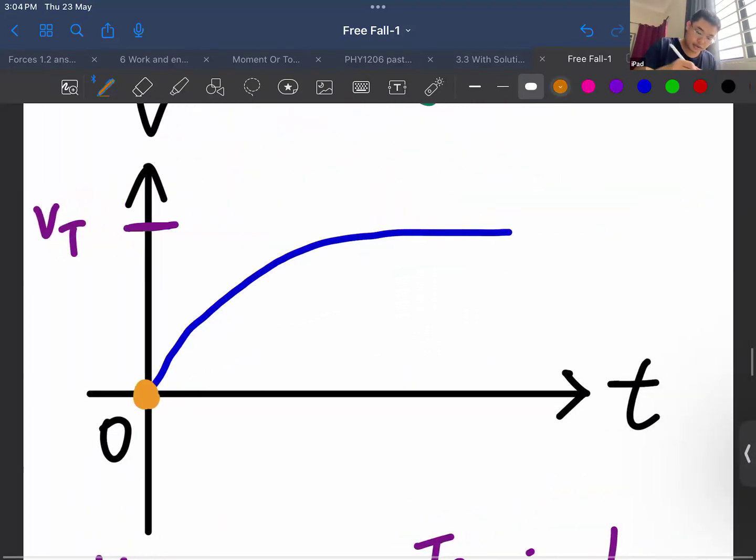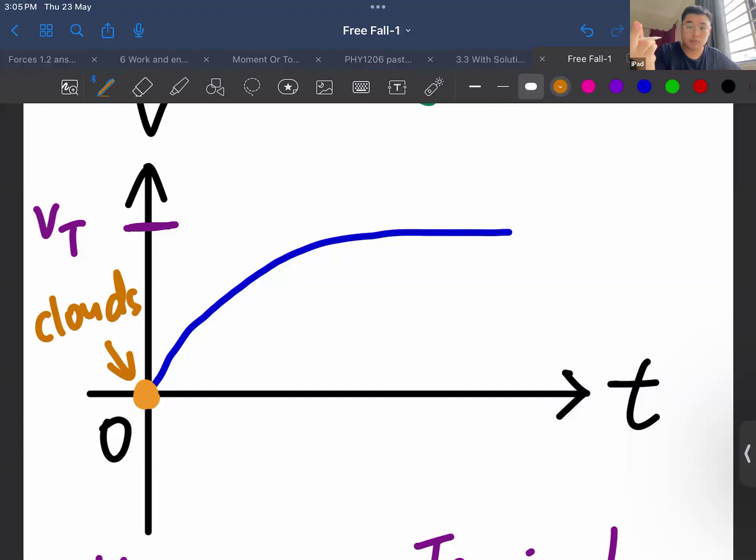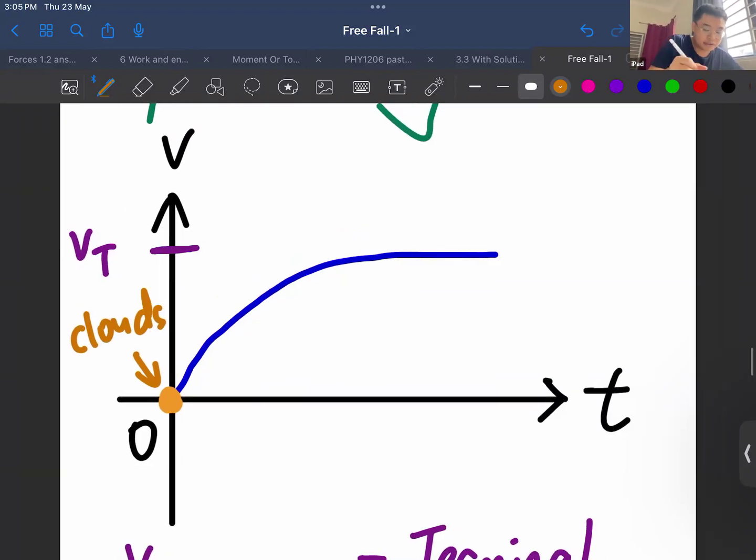Initially, when you just happen to fall down, that means initially when the water droplet is falling down from the clouds. Are you okay? Yes. This is the case where the water is still at the cloud. They start to form a water droplet and then they start to fall down. During the falling motion, your velocity will increase, but it will increase up to a certain value, then it will stop increasing. Are you okay?